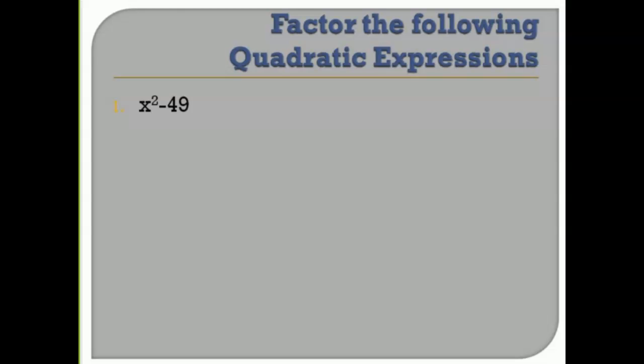Okay, x squared minus 49. So once again, x squared is a perfect square. 49 is a perfect square. Therefore, you have x minus 7, x plus 7.